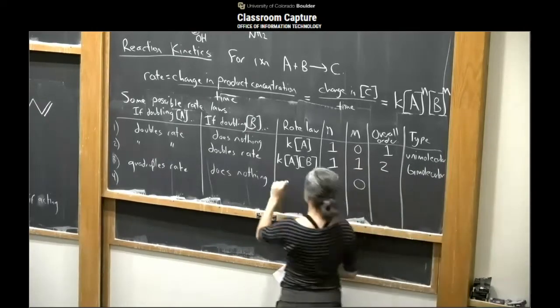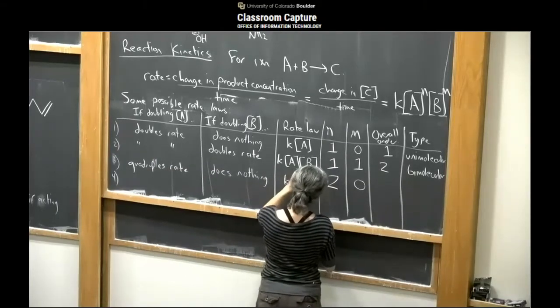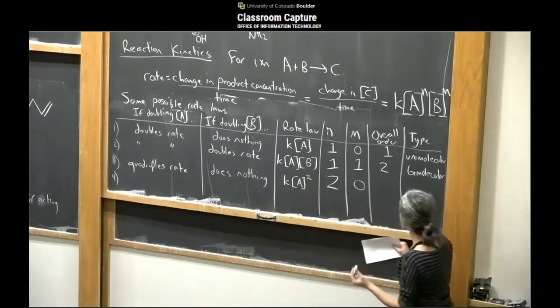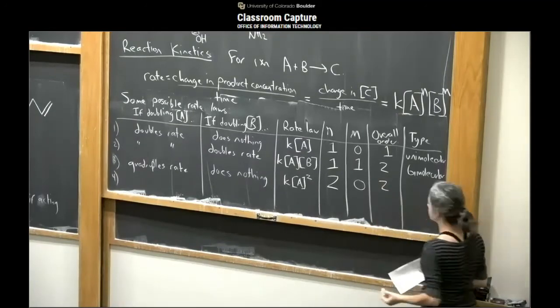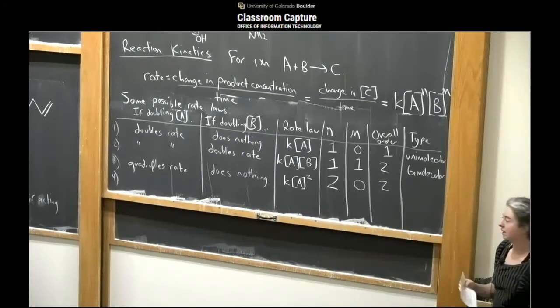So our rate law is going to be K[A] squared. Overall order is 2, which means that this is also one example of a bimolecular reaction.